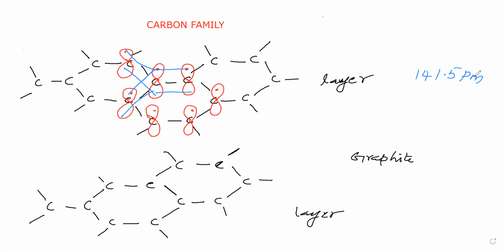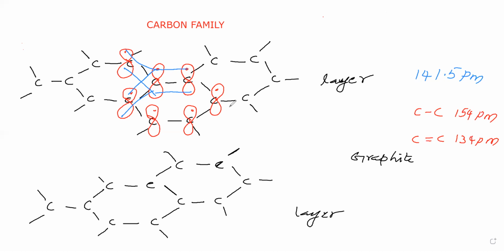Sir, does it indicate a carbon-carbon single bond, double bond, or triple bond? Which one? That we will see. A carbon-carbon single bond means 154 picometer. A carbon-carbon double bond means 134 picometer. Now, 141.5 picometer means it is neither a single bond nor a double bond, but it lies in between a single bond and a double bond.